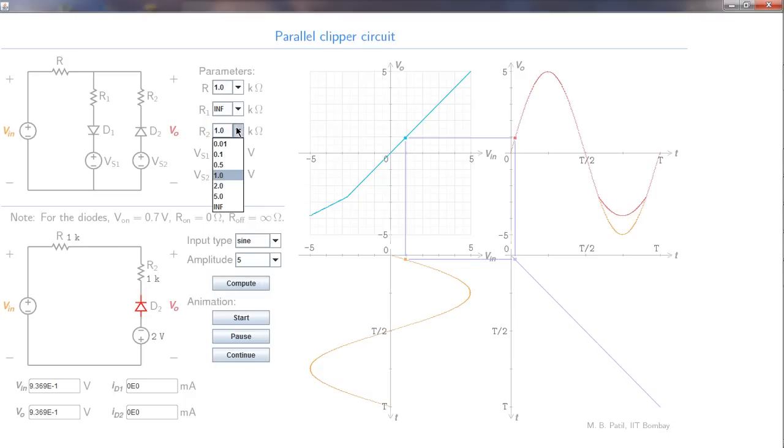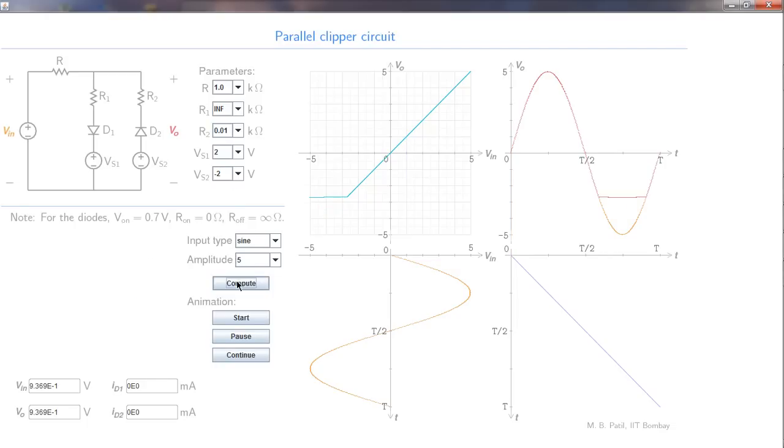So we will make R2 equal to 0.01K, that is 10 ohms. Compute. And now we see that the breakpoint has not changed. It has remained at -2.7 volts, but this slope has become nearly 0. And as a result of that, notice that the output voltage has got clipped over here, and therefore this circuit is also a clipper. It clips in the negative direction.